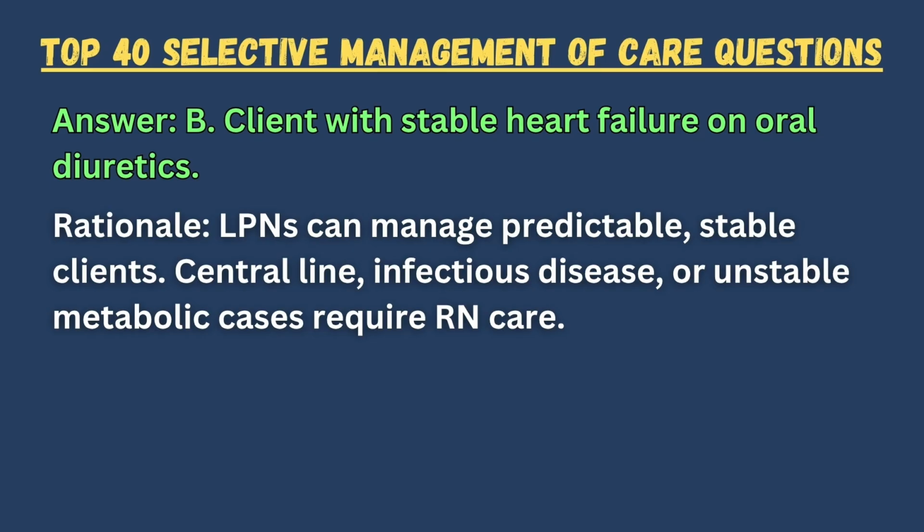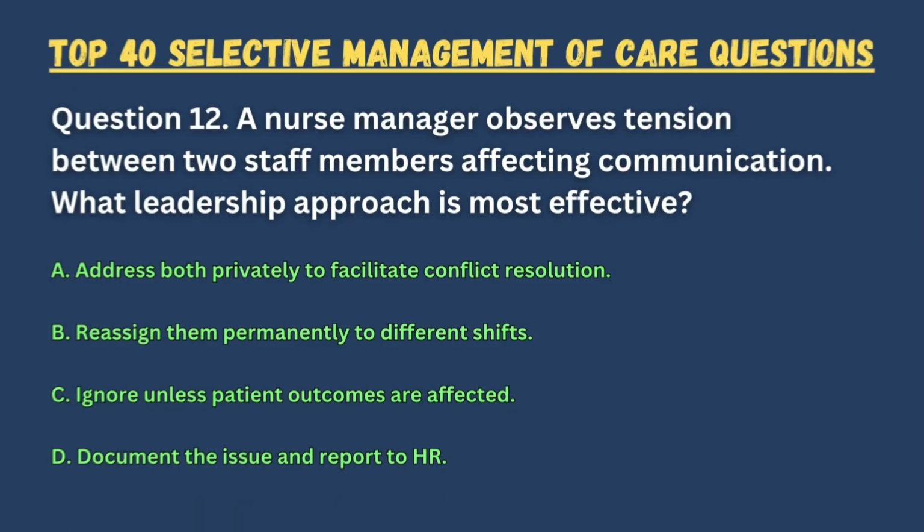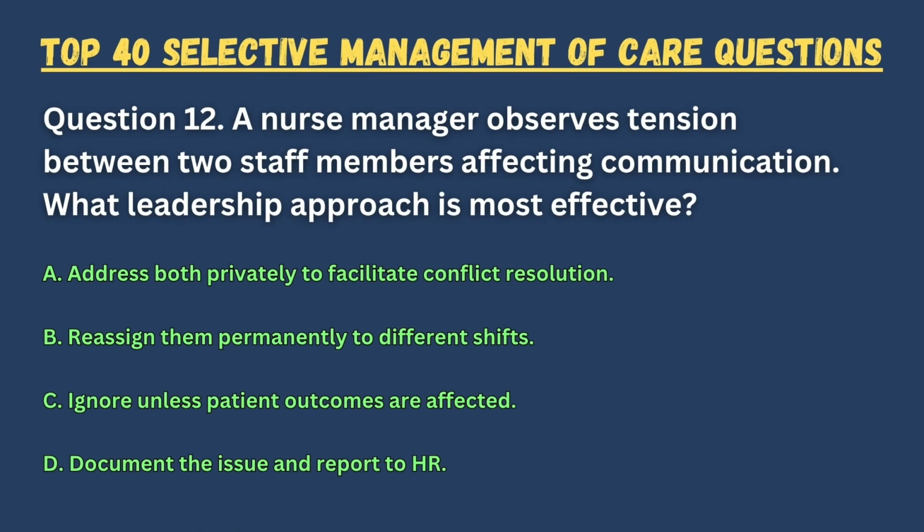Rationale: LPNs can manage predictable, stable clients. Central line, infectious disease, or unstable metabolic cases require RN care. Question 12. A nurse manager observes tension between 2 staff members affecting communication. What leadership approach is most effective?